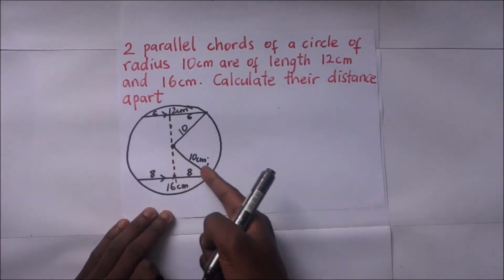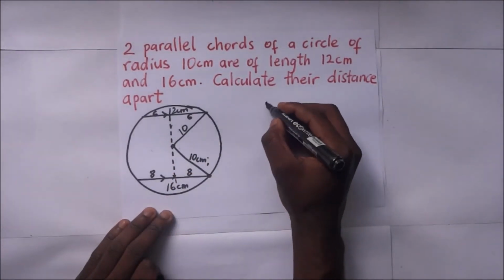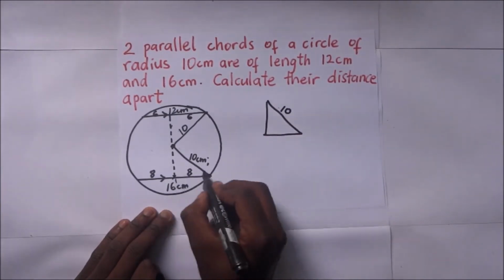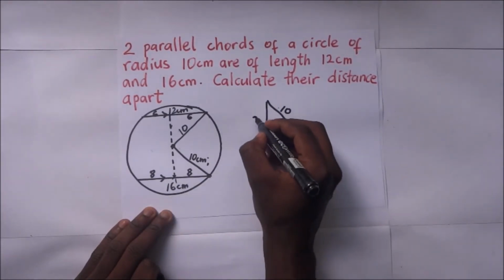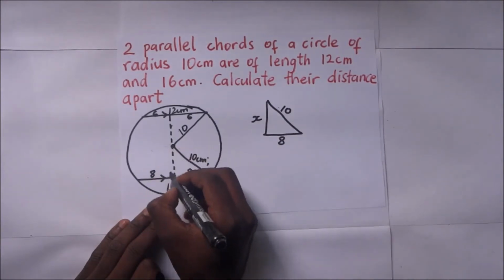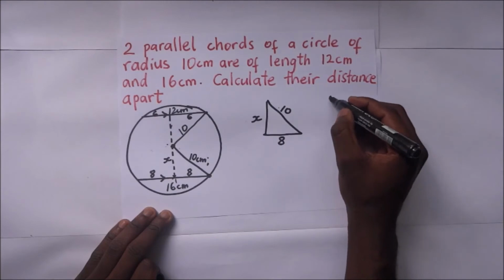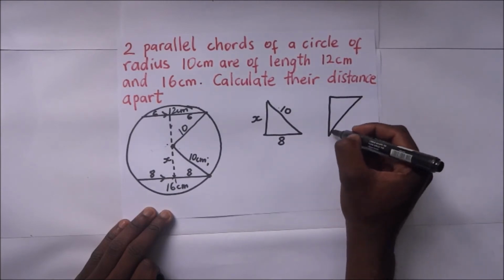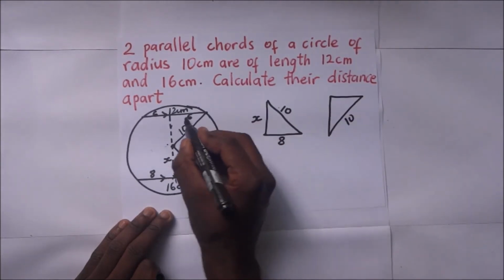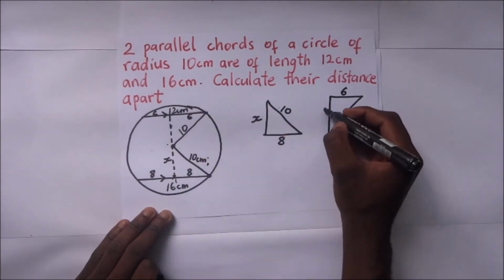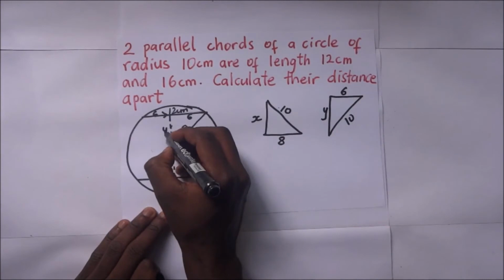So if you are to extrapolate that, we have this one is 10, this one is 8, so we call this x. The distance from here to here, we call it x. Then also the distance from here to here, if we are to extract that as well, this is 10, then this is 6, and then we get this distance. Let's call that distance y.